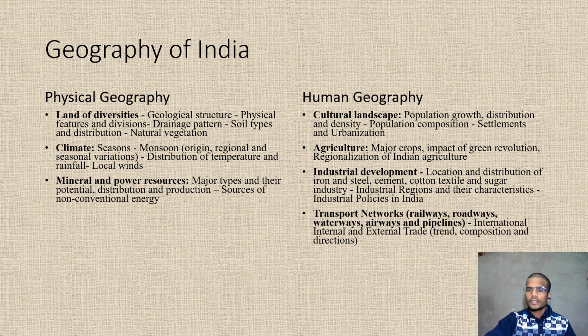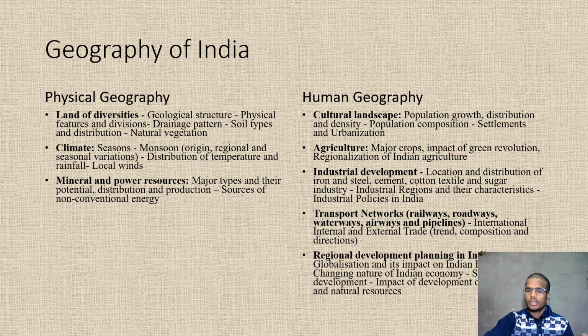Next would be transport network. So the east-west corridor, north-south corridor, as well as the major transport lines. Then international trade, internal trade, and external trade. These all things need to be studied in human geography.